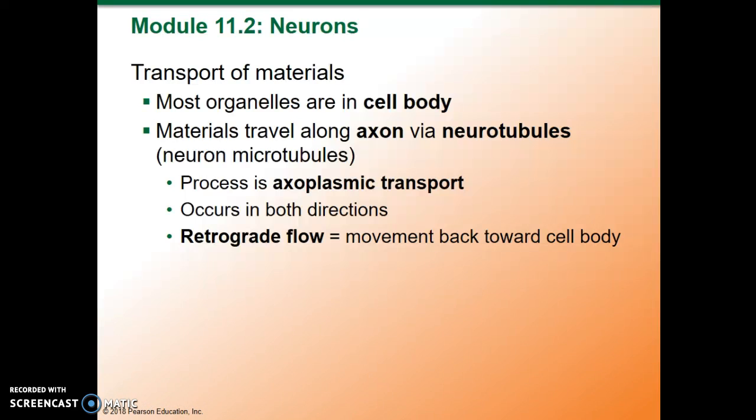Most organelles are in the cell body, and this is where the materials are produced that have to travel along the axon. This process of travel is called axoplasmic transport, and it does occur in both directions. If the axon terminal has parts or chemicals that need to be transported up to the cell body, it can be transported, and this is called retrograde flow.